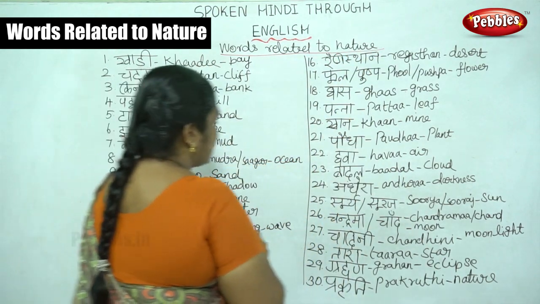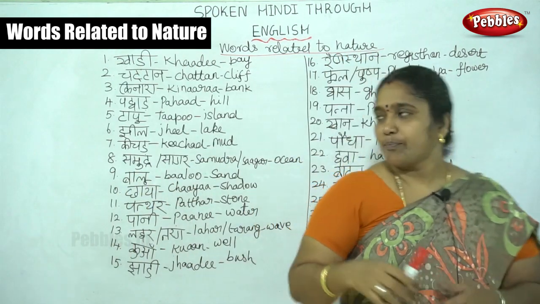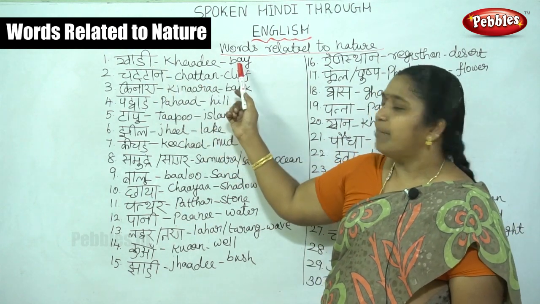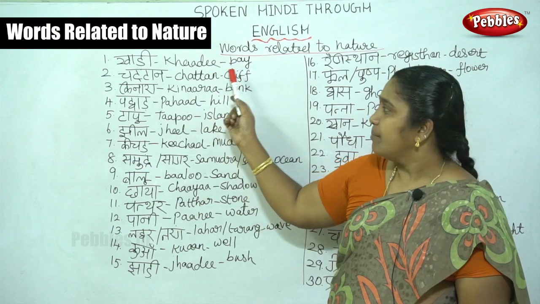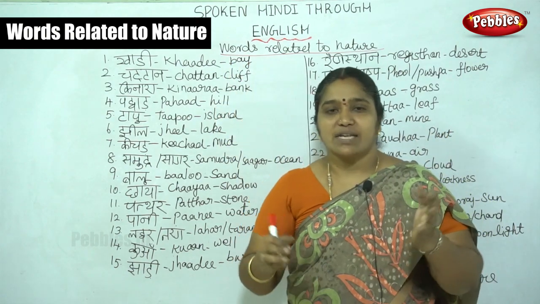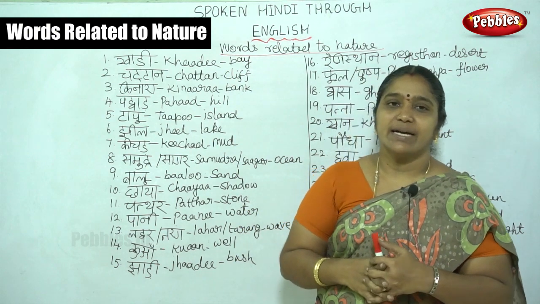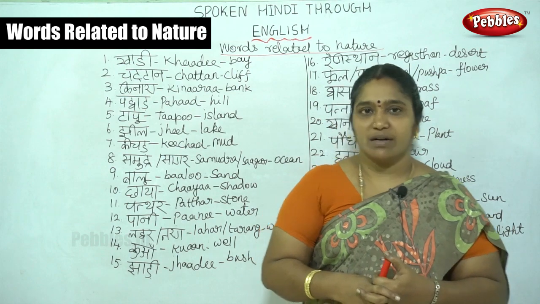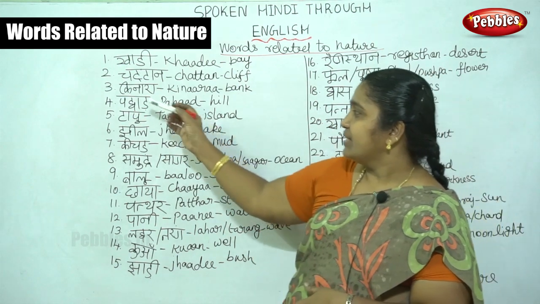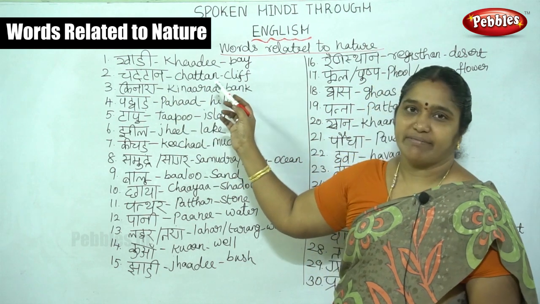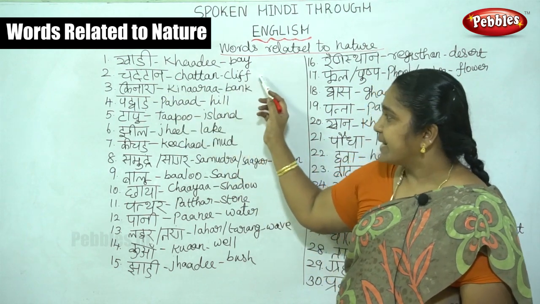Here we can see the words. Khadi means bay. In the map we can see that surrounding India there is the Bay of Bengal. In Hindi we can say Bengal Khadi. Then the second one is Chattan. Chattan means cliff.